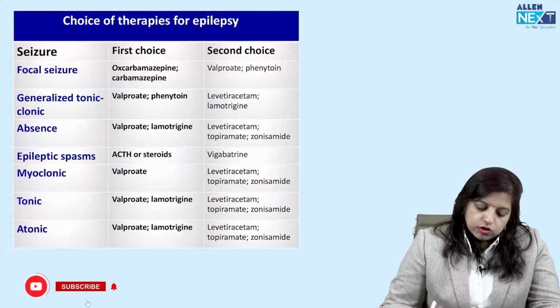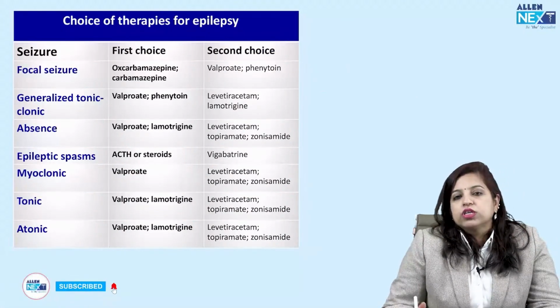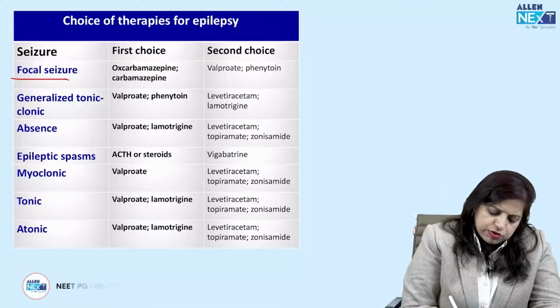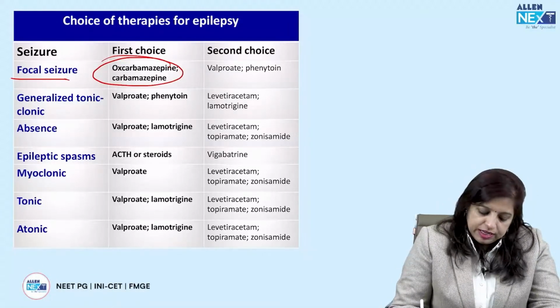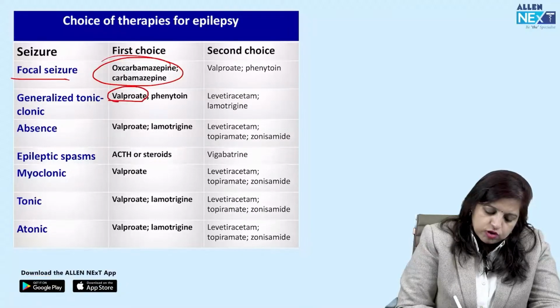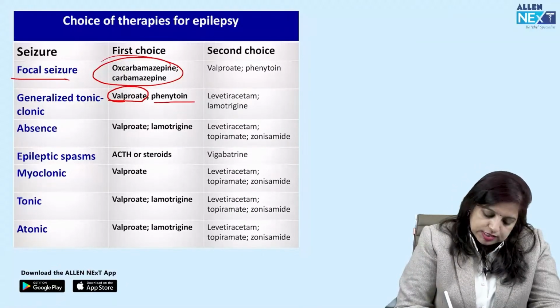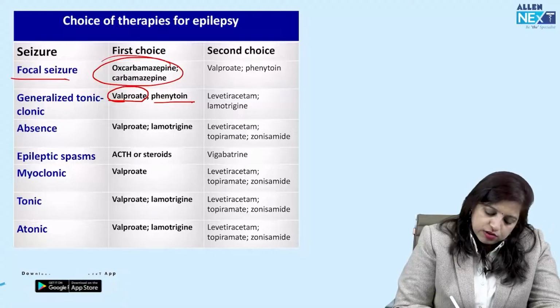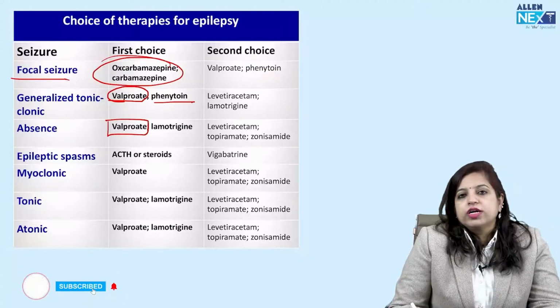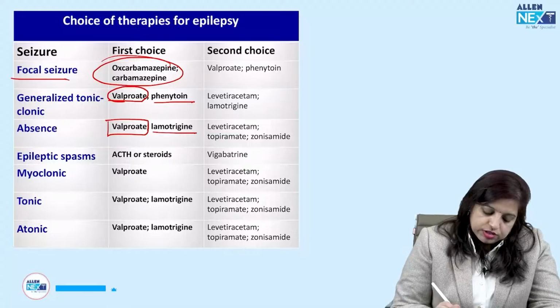Okay. Now, what are the other drugs to be used in different types of seizures? So focal seizure, the preferred drug is the carbamazepine family. For GTCS, valproate is the first line and phenytoin is the second line. Absence seizure, of course, valproate if it is given, we go for it. Otherwise, we can also go for lamotrigine.